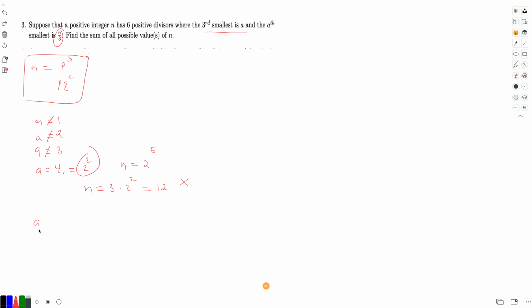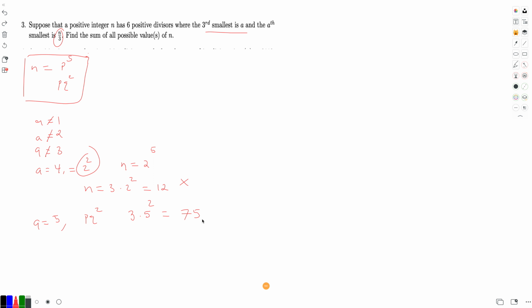How about now a equals 5? If a equals 5, the third smallest is 5 and the fifth smallest is n over 3. Again, if it's of the form p to the 5th, then it must be 5 to the 5th, right? But 5 to the 5th is never divisible by 3, so we don't even have to worry about the p to the 5th case. So now let's just worry about pq squared. We know that we must have a factor of 3. So let's first say that p is equal to 3, and we know we must have a factor of 5. So we have 3 times 5 squared as an option, which is equal to 75.